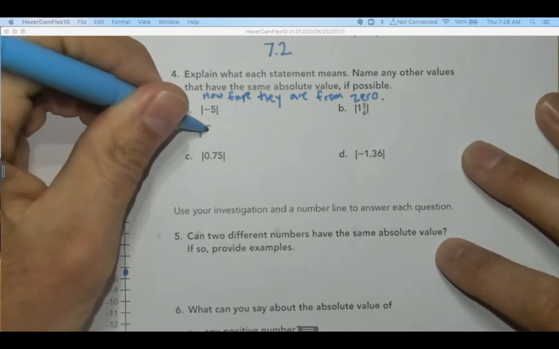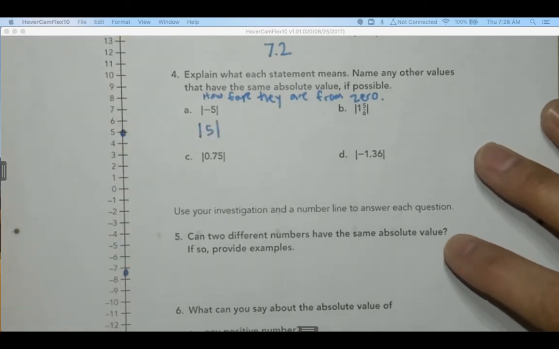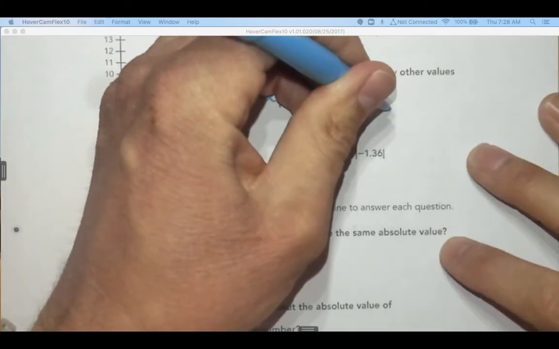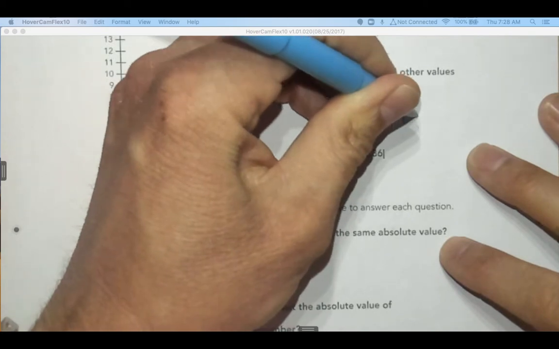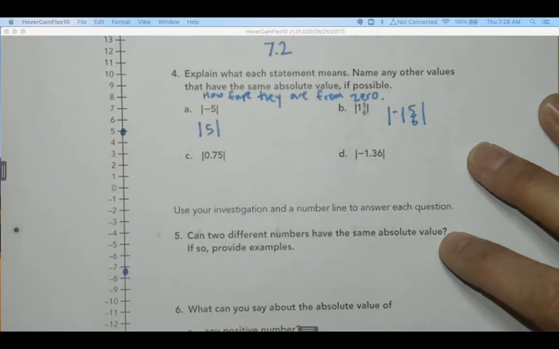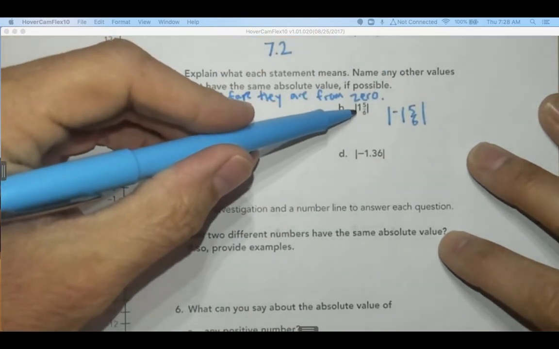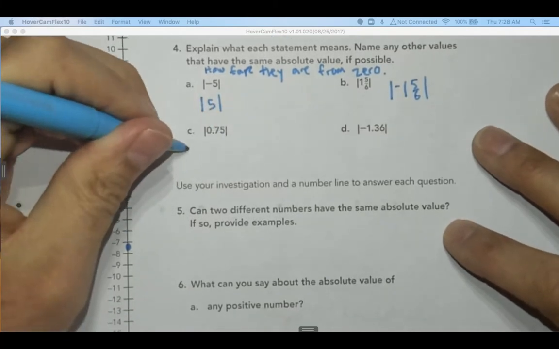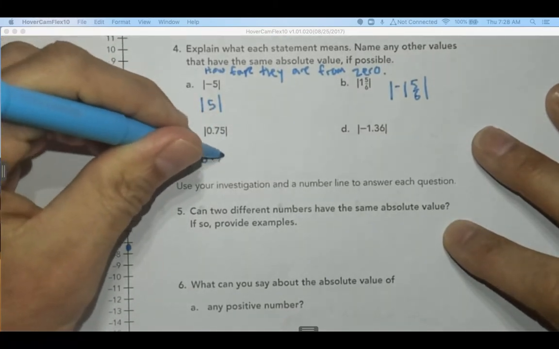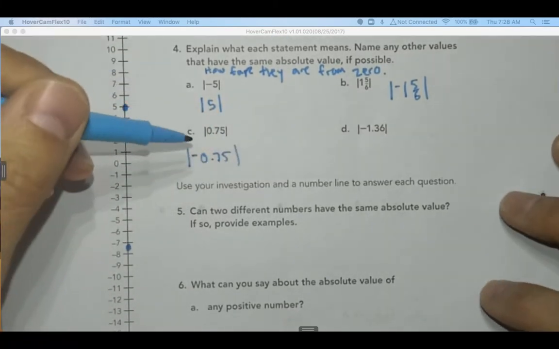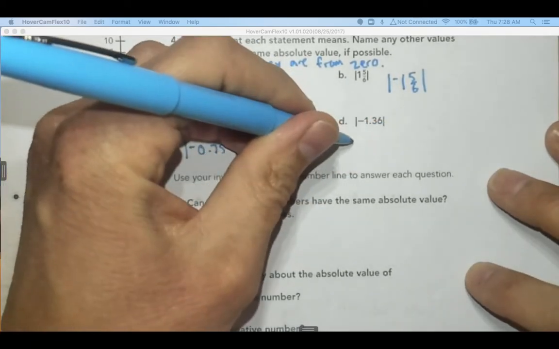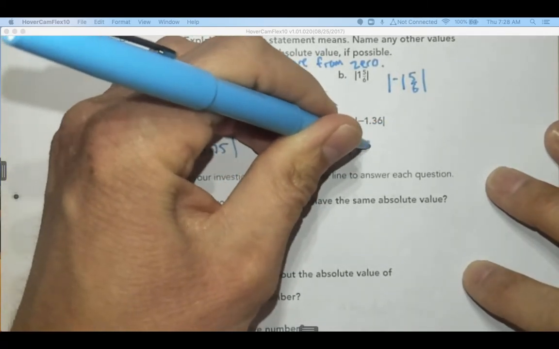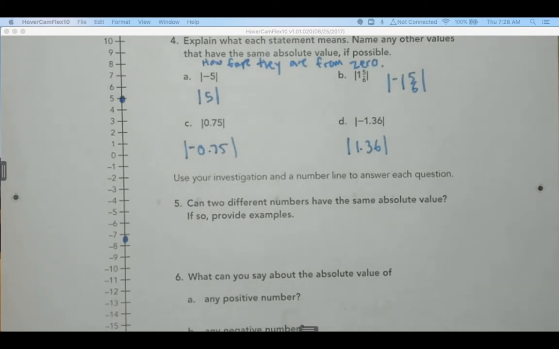Well, the absolute value of 5 has the same value as the absolute value of -5. The absolute value of -1 and 5/6 has the same value as the absolute value of 1 and 5/6. The absolute value of -75/100 has the same value as 75/100. The absolute value of 1.36 has the same absolute value as -1 and 36/100.